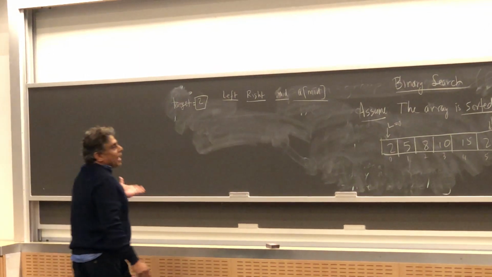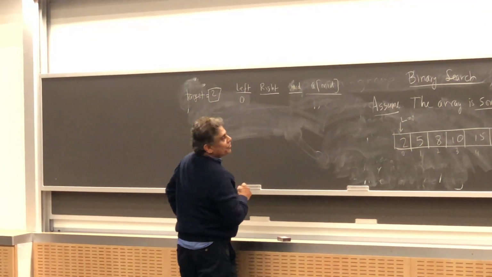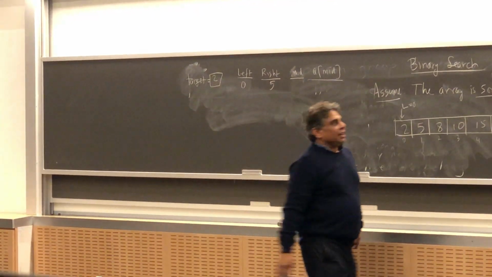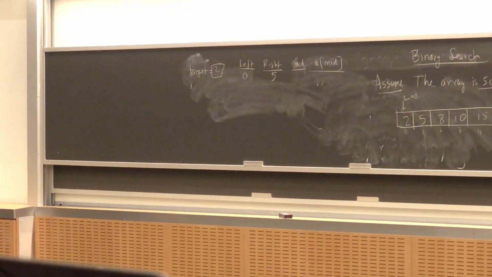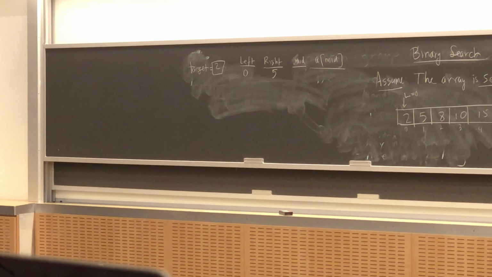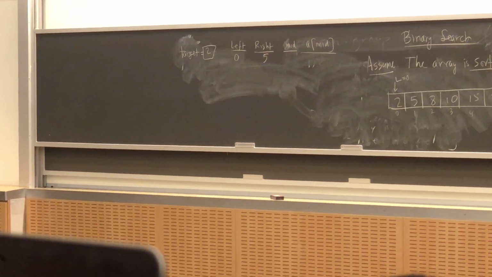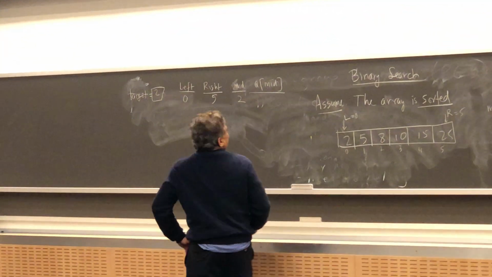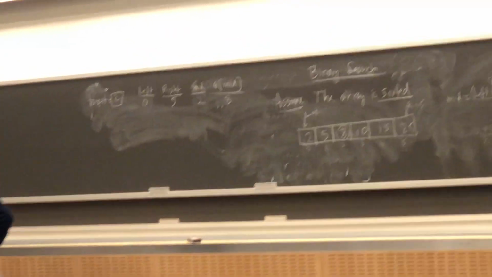All right, so initially for this array, I'm going to start by saying left is 0, right is 5. What is mid? Mid is always this formula: 0 plus 5 over 2. But we know when you do the integer division, 5 over 2 gives you what? 2, right? So mid, I'm going to get 2. And A of mid would be this, 8. Okay, A of mid is 8.